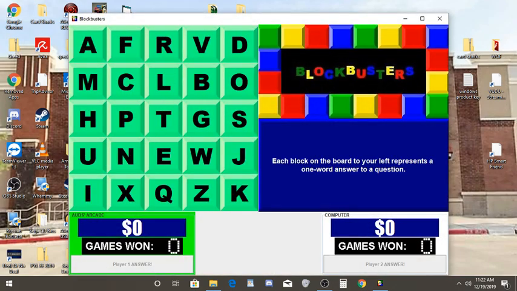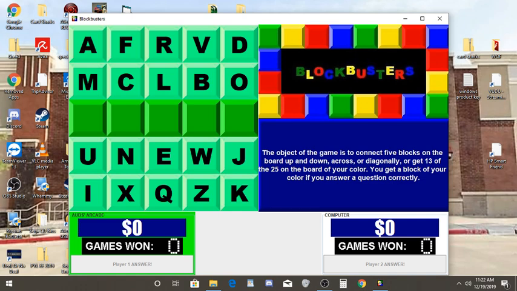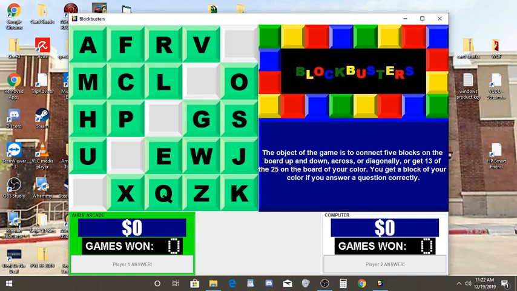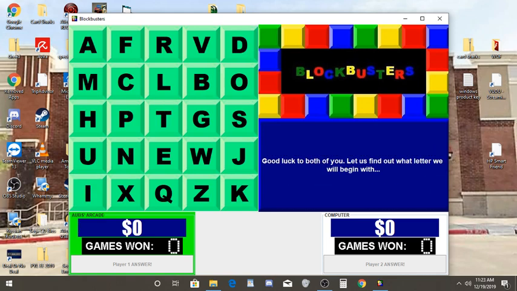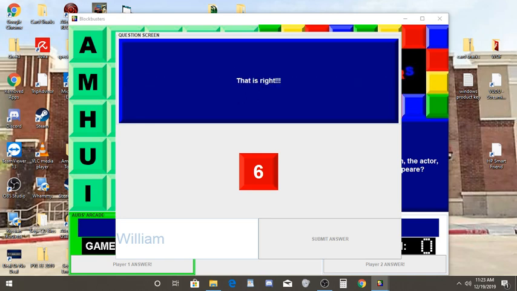There's all the letters up there. All right, here we go. Let's find out what letter we're going to begin with. The letter W. Okay. Here we go. What W was the name of the author Gibson, the actor Shatner, and the playwright Shakespeare? William? That is correct. Yep.